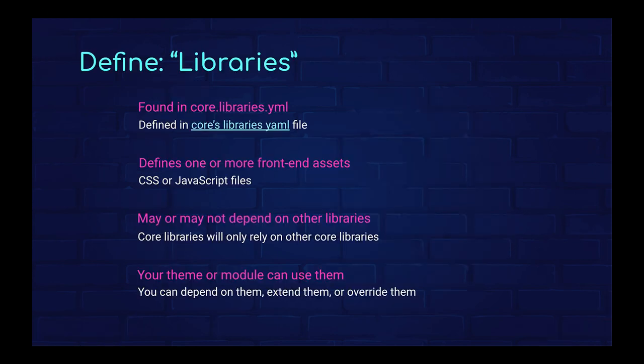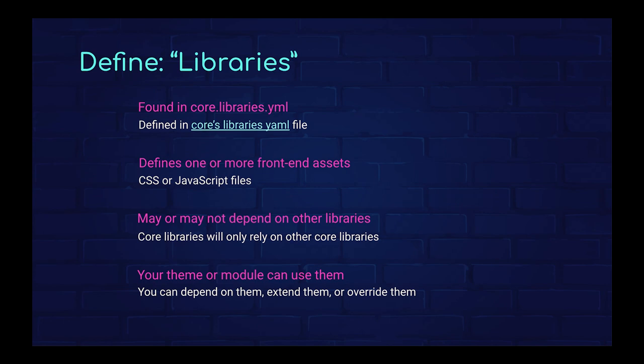So when we talk about libraries, what are we talking about? We're talking about the libraries in core that are defined in the core.libraries.yaml file. Any guesses how many libraries that file defines? 75. 75 is a really good guess. I was going to say 75. It may be one more or less than that, but it's very close.